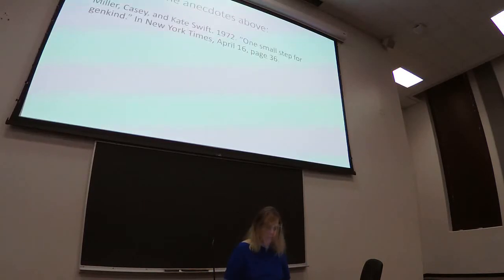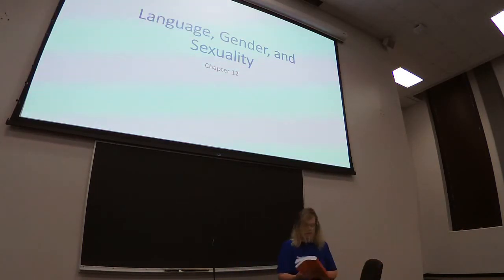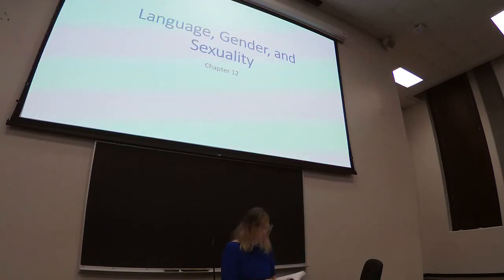These both come from an article from long ago. You can probably see some of the language that it's not really current. By Miller and Swift, "One Small Step for Genkind" in the New York Times. So that's the source for this. And our topic today, as you could probably guess, based on these two stories, is language, gender, and sexuality. This is chapter 12 in our textbook, Wardhaugh and Fuller.